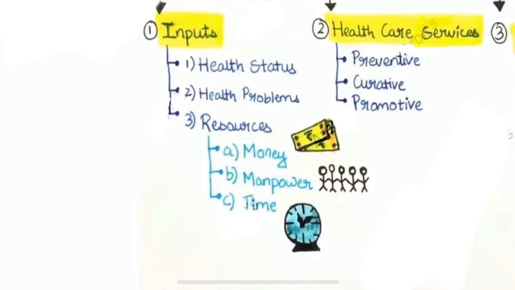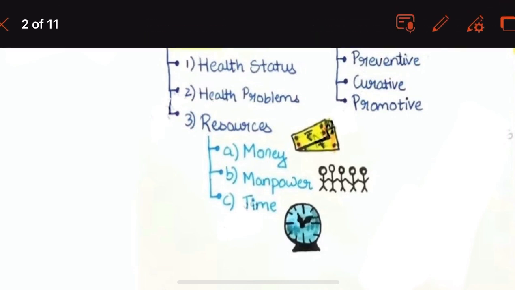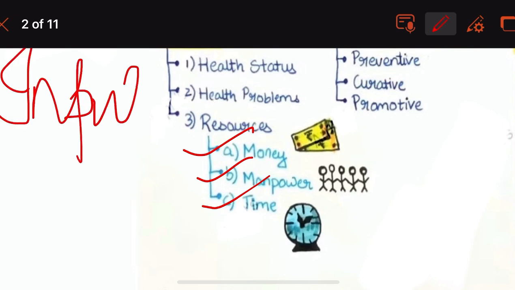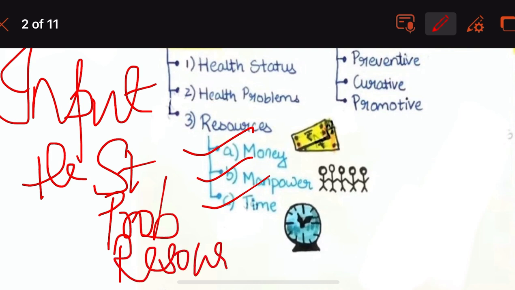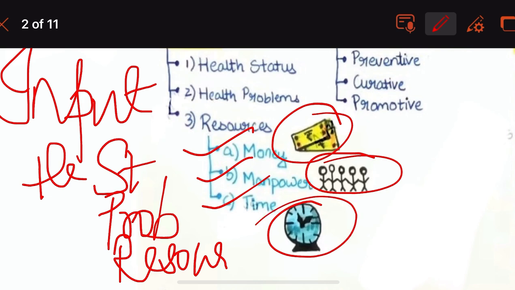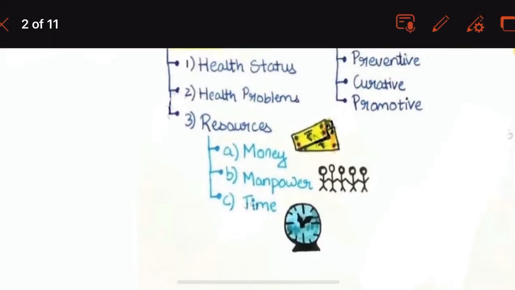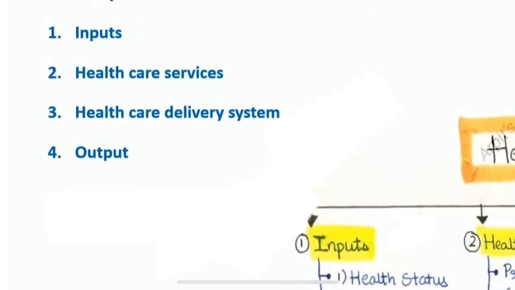So our input includes the resources, which are always limited to meet the health needs. The priorities should always be set for these. So we see that the inputs also include the resources, which are money, manpower and time. So guys, what did we see in input? In input, we have the health status, the health problems and the resources. The resources include money, manpower and time. Okay, we are done with input.